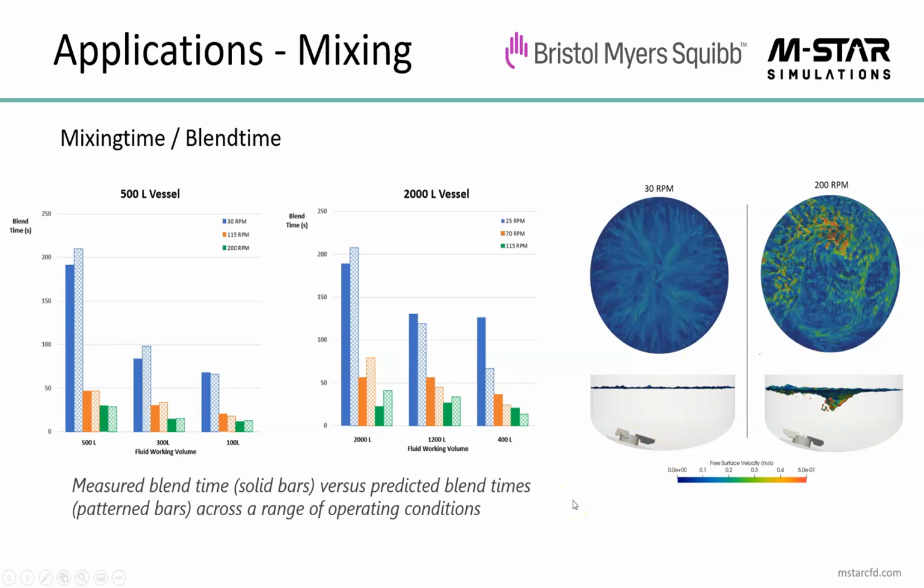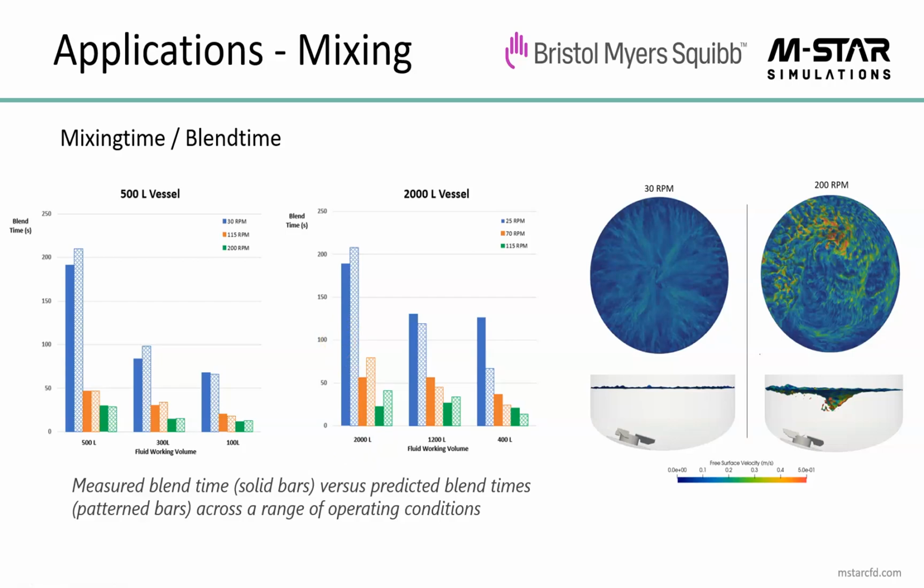Continuing on, if we're talking about partially submerged impellers or low fluid levels, we consistently compare predicted versus measured blend times over a range of operating conditions. Here I'm looking at some GE Accelerex bioreactors, the 500 and the 2,000 liter vessel, at different fill levels. How does the measured versus the predicted blend time compare?